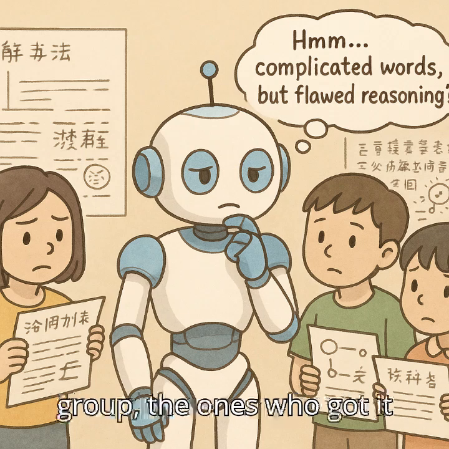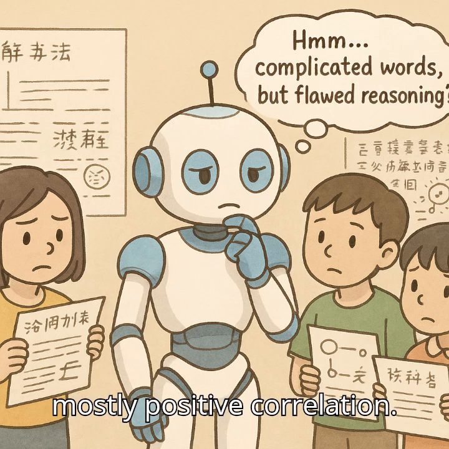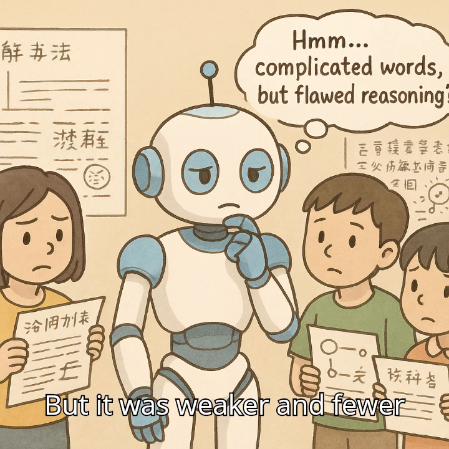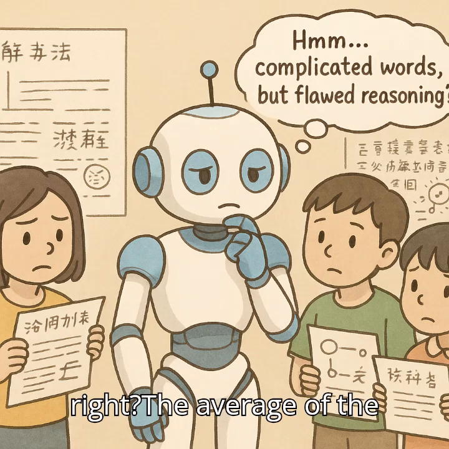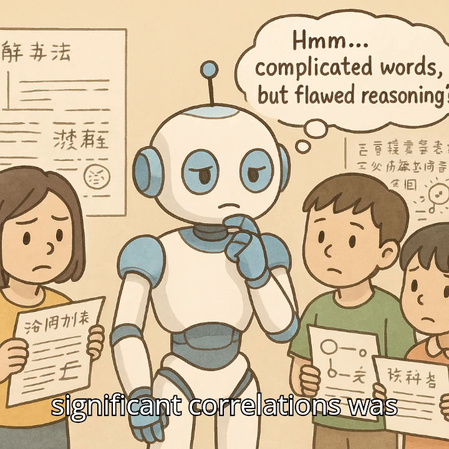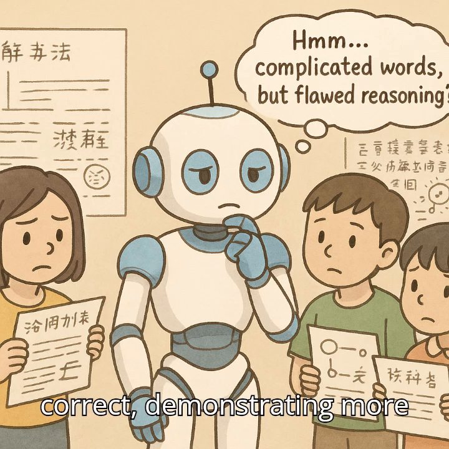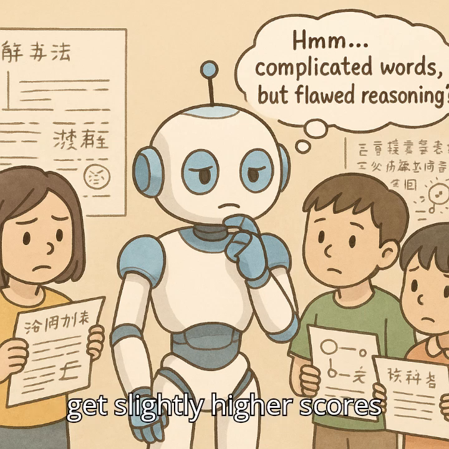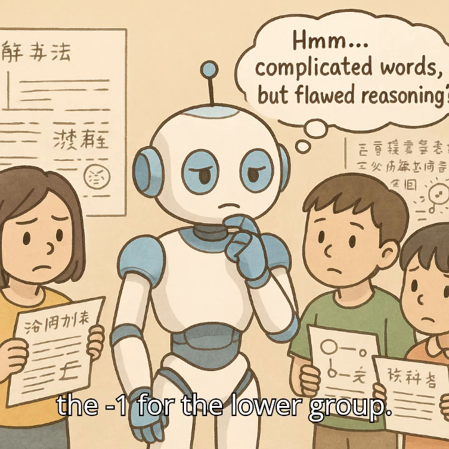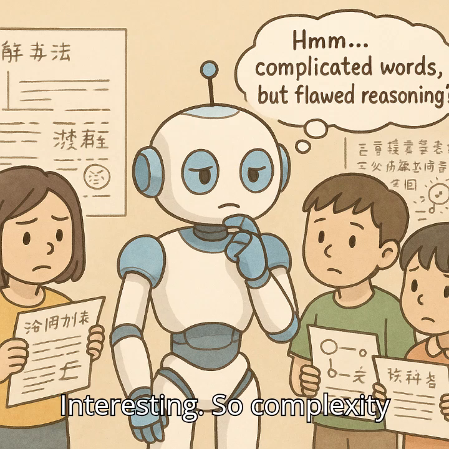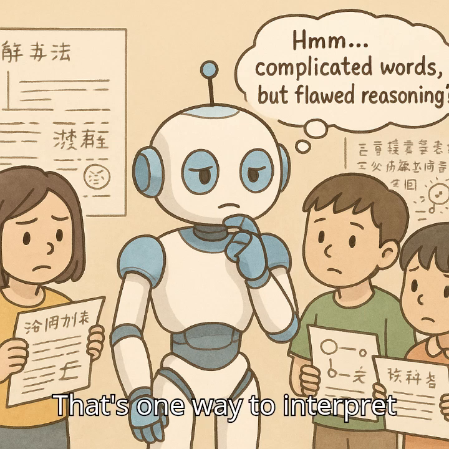What about the higher level group, the ones who got it right? There, the picture was a bit different. They found a mostly positive correlation, but it was weaker and fewer results were statistically significant. So positive link, but not as strong. Right. The average of the significant correlations was about 0.19. It suggests that for students who are correct, demonstrating more complex reasoning tended to get slightly higher scores from ChatGPT, but it wasn't as strong a relationship as the negative one for the lower group. Interesting. So complexity helped a bit if you were right, but hurt more if you were wrong and complex. That's one way to interpret it.